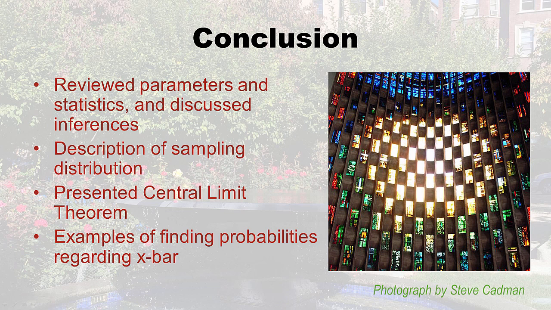The central limit theorem says that this is how the world works, so you get to use the standard error and you get to do these kind of calculations. So now you know how to, in addition to finding probabilities regarding x, you can find probabilities regarding x bar. Don't you feel smart?